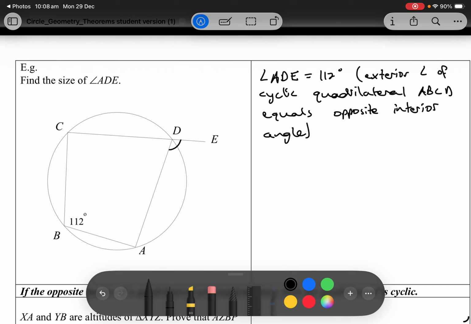Okay, so these are the two primary theorems with the cyclic quadrilaterals. There are a couple more which we will talk about in the next video. But thank you so much for watching, and I'll see you there.